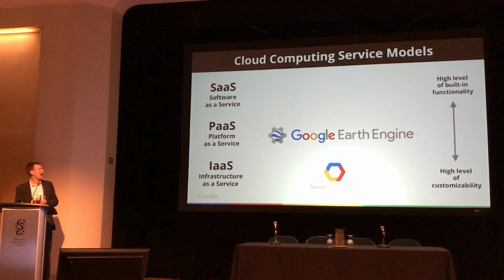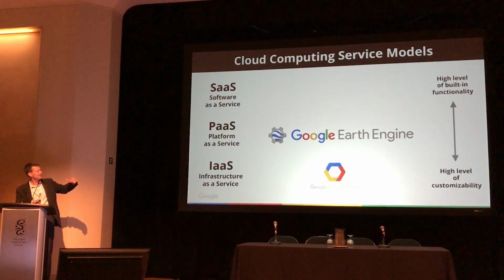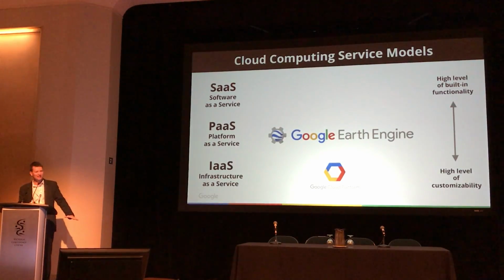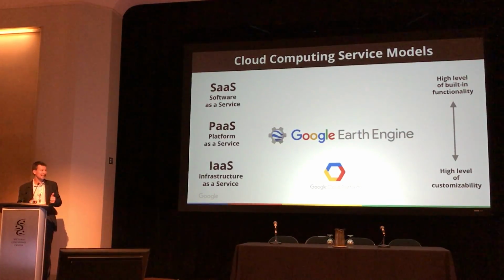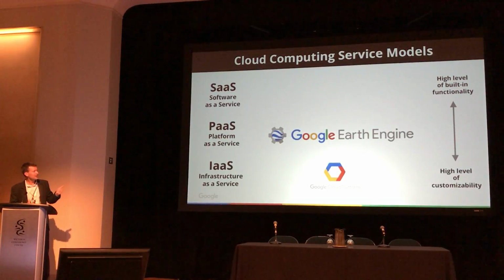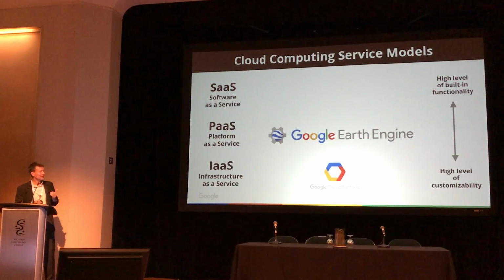It has a single purpose in mind, and these categories are a little bit artificial. It ranges from a high level of customizability at the bottom with the services to something like Gmail, which you still can customize a little bit, but it's more built-in functionality. Earth Engine is somewhere in between. It's what we think of as a platform. It's a platform for georeferenced data analysis.